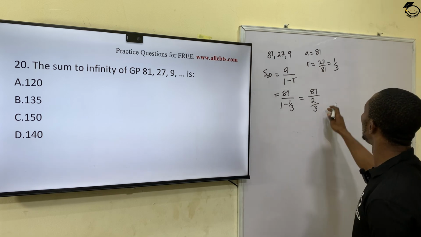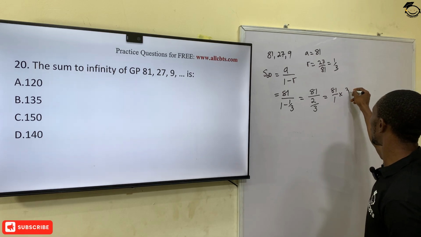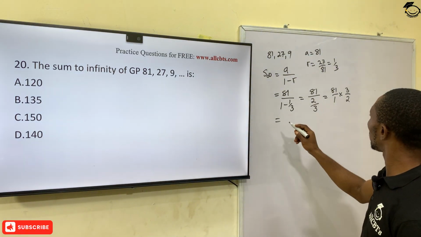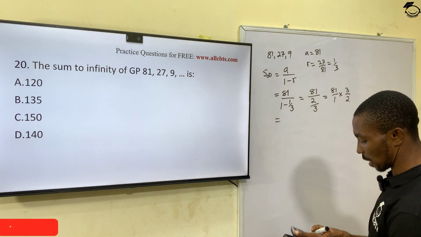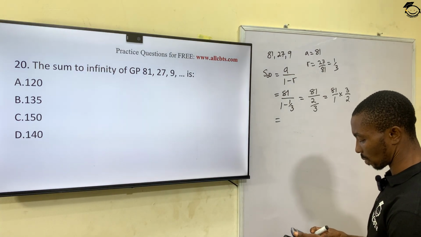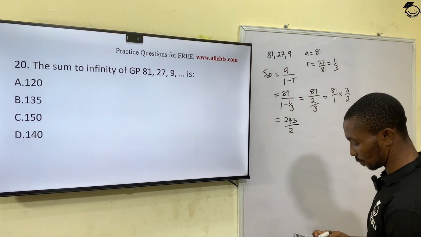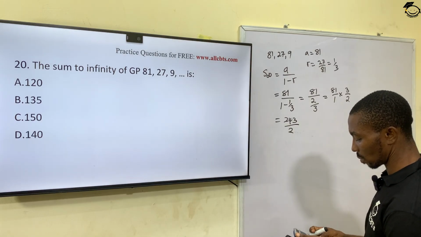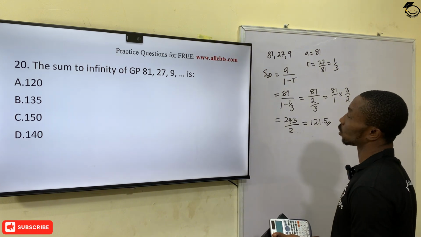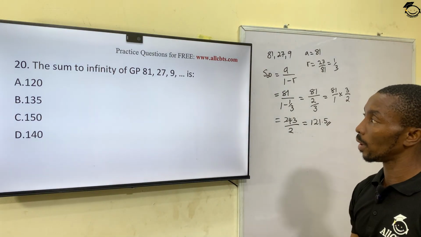Now this will turn around to be 81 over 1 times 3 over 2. Cancelling out, we would have our answer as 81 times 3, which gives us 243 divided by 2, which would give us 121.5. So the sum to infinity of this GP would be 121.5.